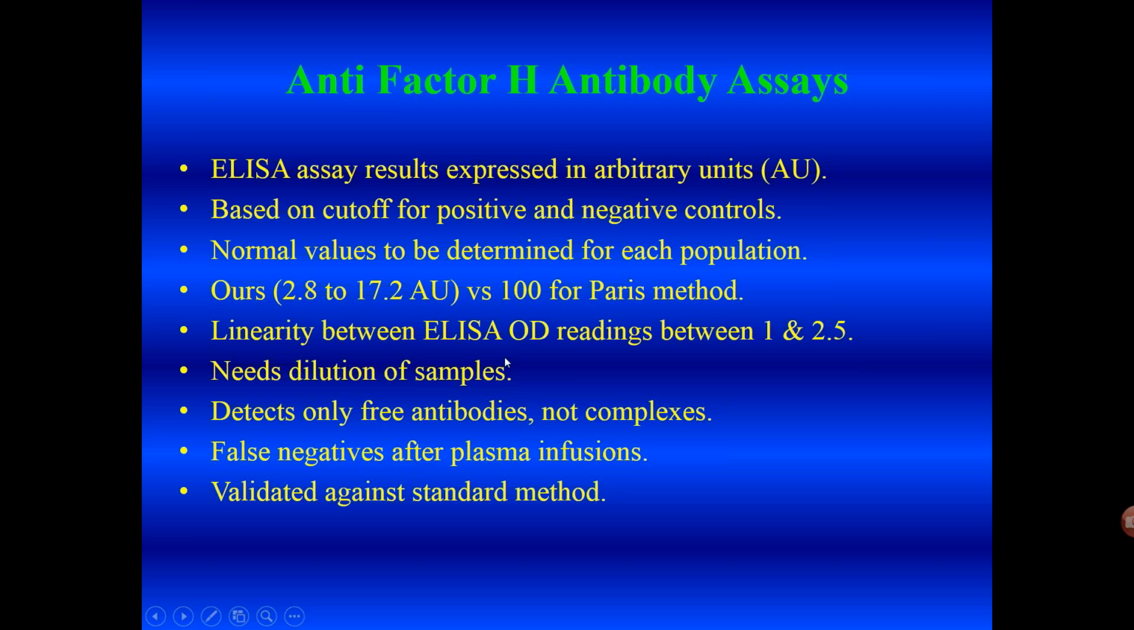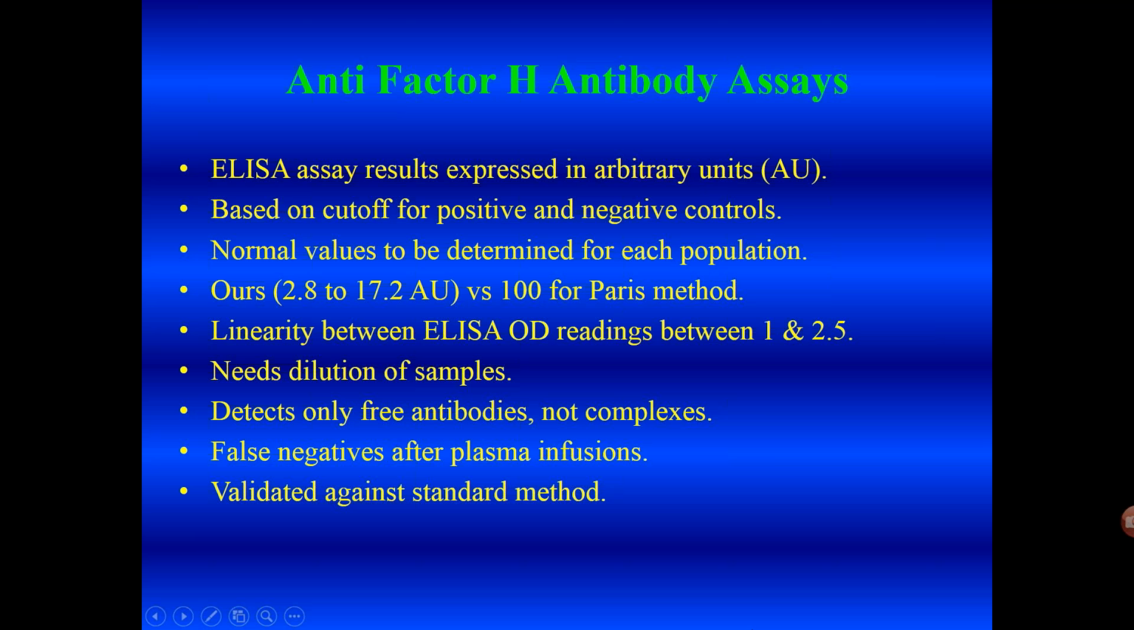There was a linearity in the optical density ELISA readings between readings of 1 and 2.5, whereas above 2.5 they tended to cluster and give false low readings. So we needed to dilute samples if the ELISA reading was more than 2.5 prior to reading. This technique detects only free antibodies, not complexes. So there is a false low reading once again if the anti-factor H antibody is tightly bound to factor H.